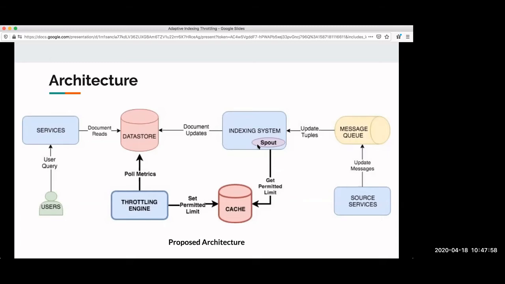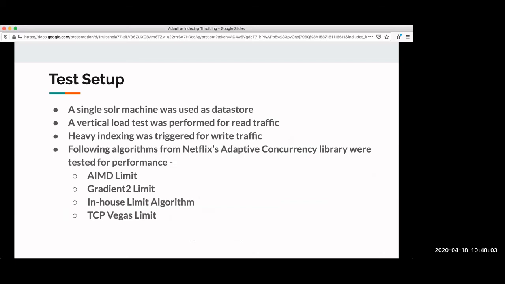So to figure out how to do this, we looked at various options we had. Then we found this Netflix adaptive concurrency library. So probably I'll take a little detour here, two minutes, and talk about adaptive concurrency versus rate limiting.